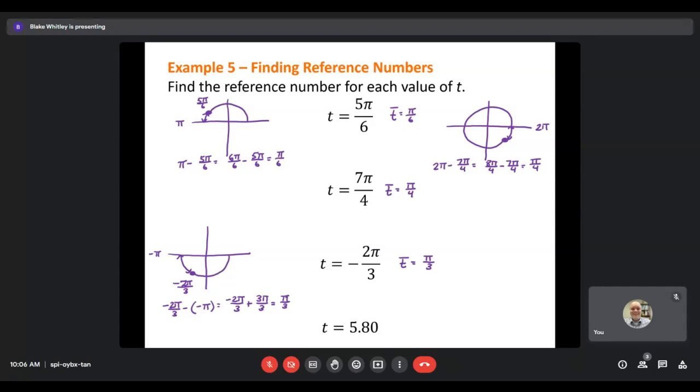All right, and then finally here we've got 5.80 as our t value. So we have to think about where that is going to be located. The way we're going to do that is we're going to think about all of our special values along the axes here, and figure out what their decimal approximations would be. I'm going to start up here with pi over 2. I'm just going to put pi divided by 2 in my calculator, and that gives me about 1.57.